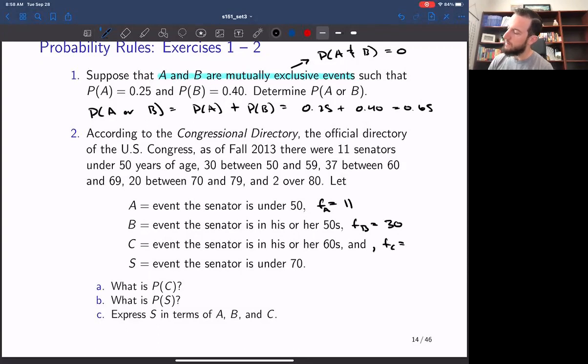C is the event the senator is in his or her 60s. We are told there are 37 between 60 and 69. And F of S is the event the senator is under 70. So F of S, under 70, would mean we have the sum of F of A plus F of B plus F of C, which is 30 plus 37 is 67 plus 11 is 78.